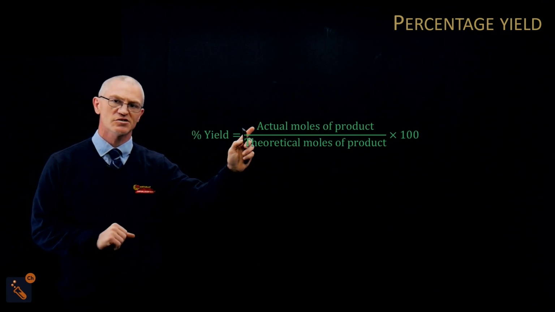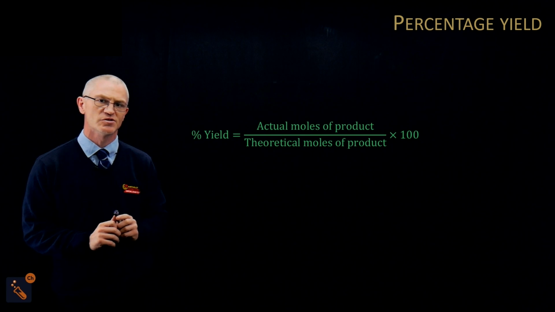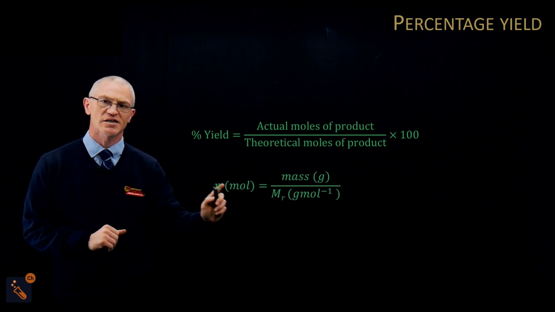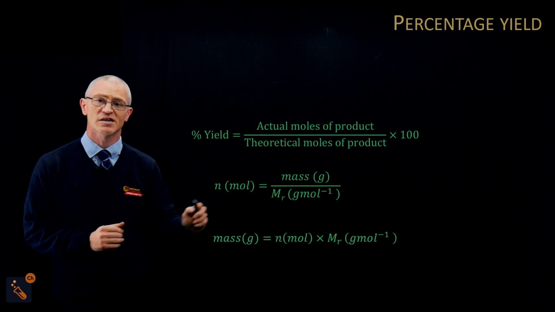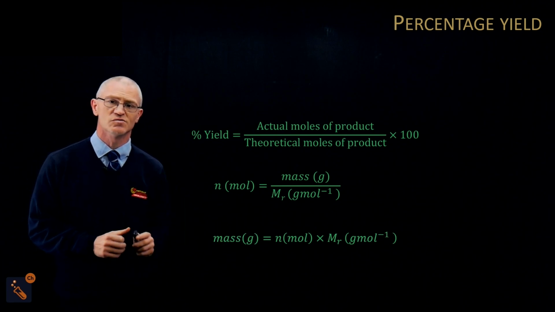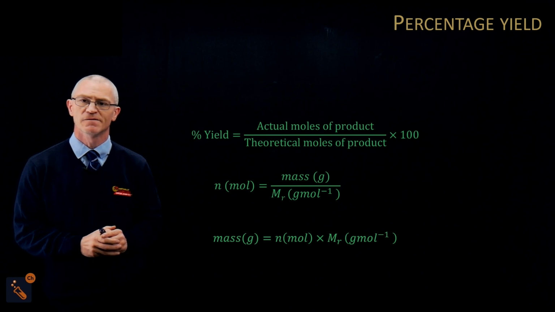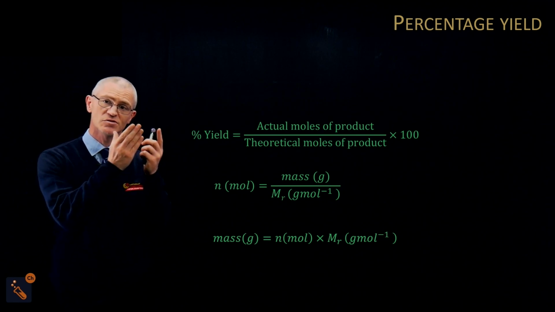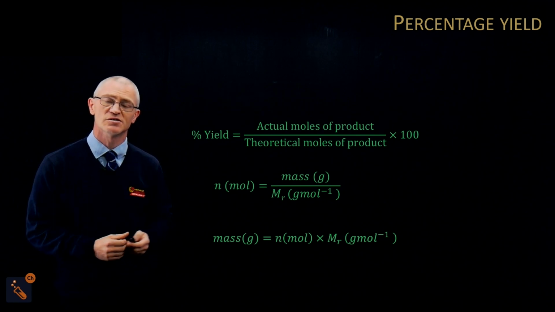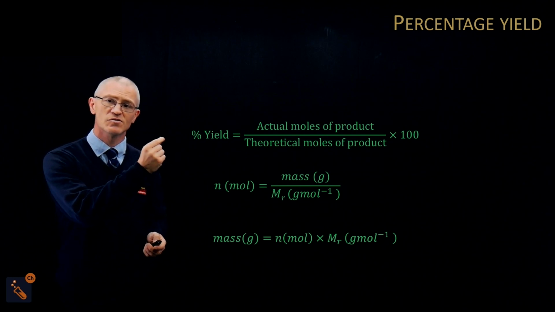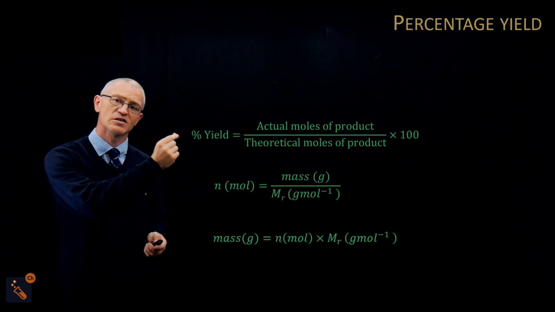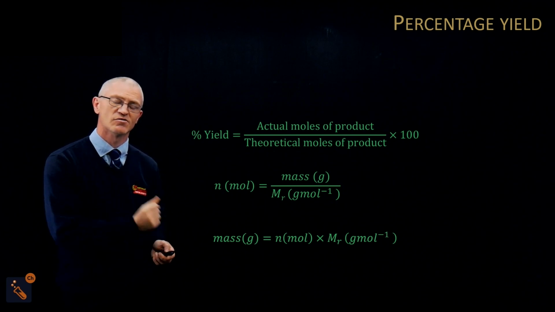Percentage yield is the actual moles of the product divided by the theoretical moles of the product times 100. We're going to use number of moles equals mass over Mr, and we'll rearrange that equation so mass equals moles times Mr as well. If you are not familiar with these, perhaps you could look at the video on percentage yield. Okay, if you have seen them before, just note these down now, ready for the next slide.